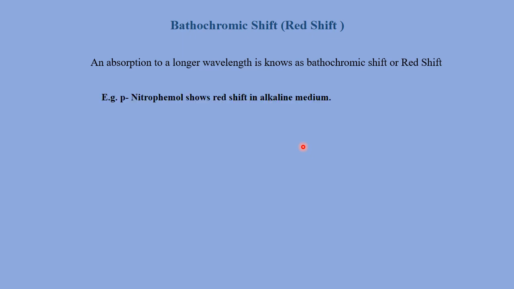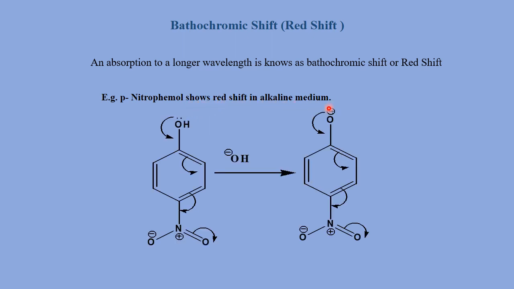Next, bathochromic shift or red shift. An absorption shift to a longer wavelength is known as a bathochromic shift or red shift. For example, para-nitrophenol shows a red shift in alkaline medium. Here we can see the lone pair of oxygen is involved in the resonance. This OH exerts a plus I effect on the benzene ring, and the nitro group exerts a minus I effect. Because of this nitro group, this lone pair is involved in the resonance.